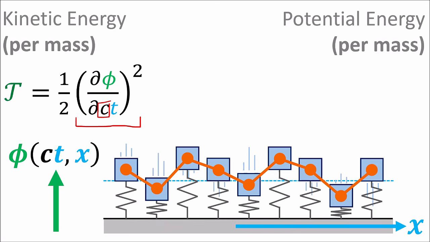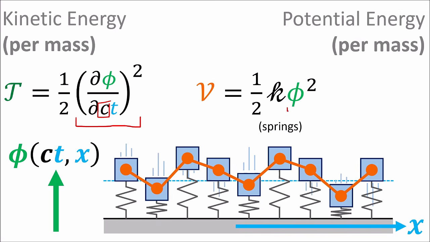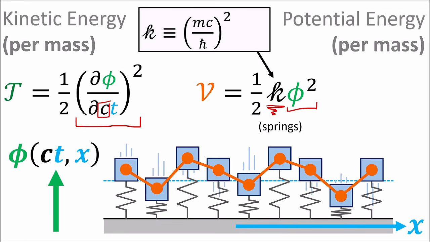The potential energy for a mass due to the extension of its spring is related to the square of the amplitude phi, so how much the spring is extended, as well as the stiffness of the spring, which is denoted with a spring constant. In field theory, we commonly write this spring constant as mass times the speed of light c divided by the reduced Planck's constant h bar. So this is a mass term, and we can think of the field's mass as sort of like the field's stiffness, or how difficult it is to excite the field.